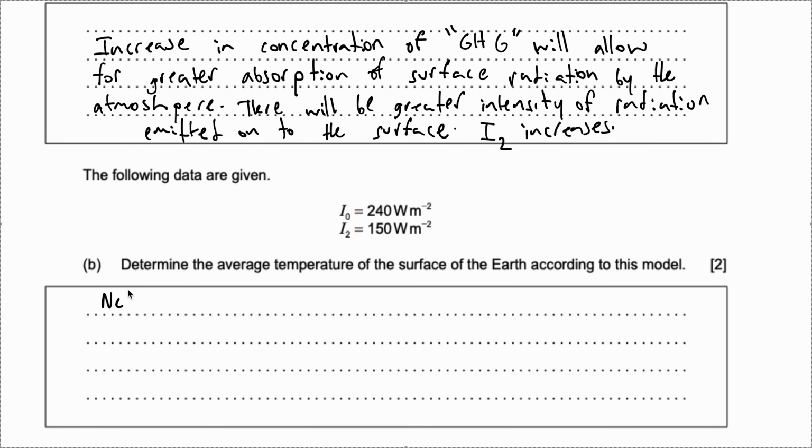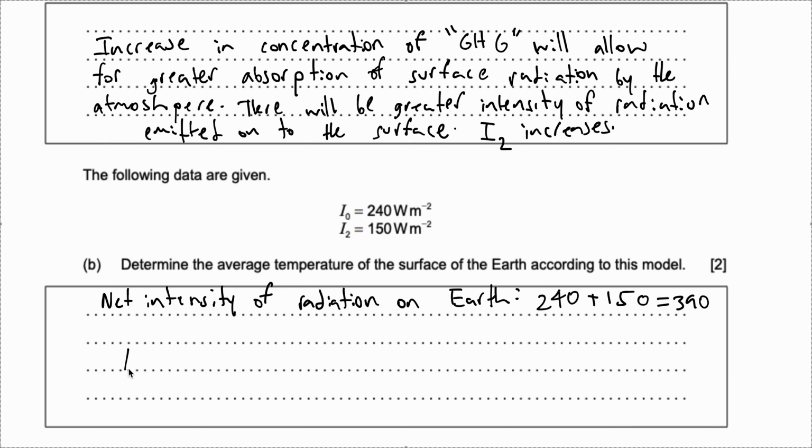We can say net intensity of radiation on earth is basically going to be I0 plus I2, which is basically 240 plus 150, which is 390. Okay, and we'll worry about units later. This is the net intensity of radiation. Now we know a formula which we can use here, which has temperature and intensity, that is L is equal to sigma A T to the power of 4.